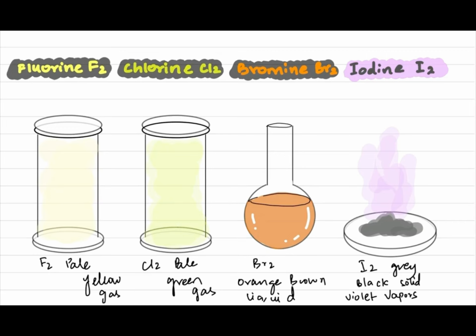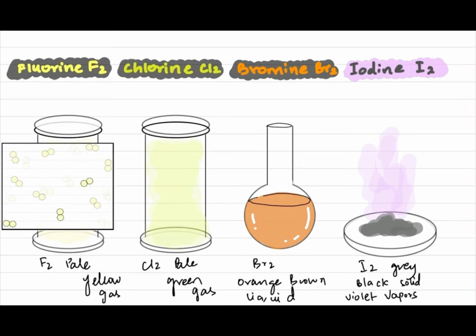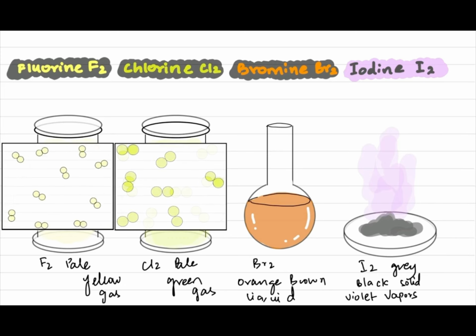When we talk about their molecular arrangement, you can see the fluorine atoms are diatomic. The molecule is diatomic in nature. The atoms are really strong. Chlorine atoms are bigger, but the molecule is still diatomic.